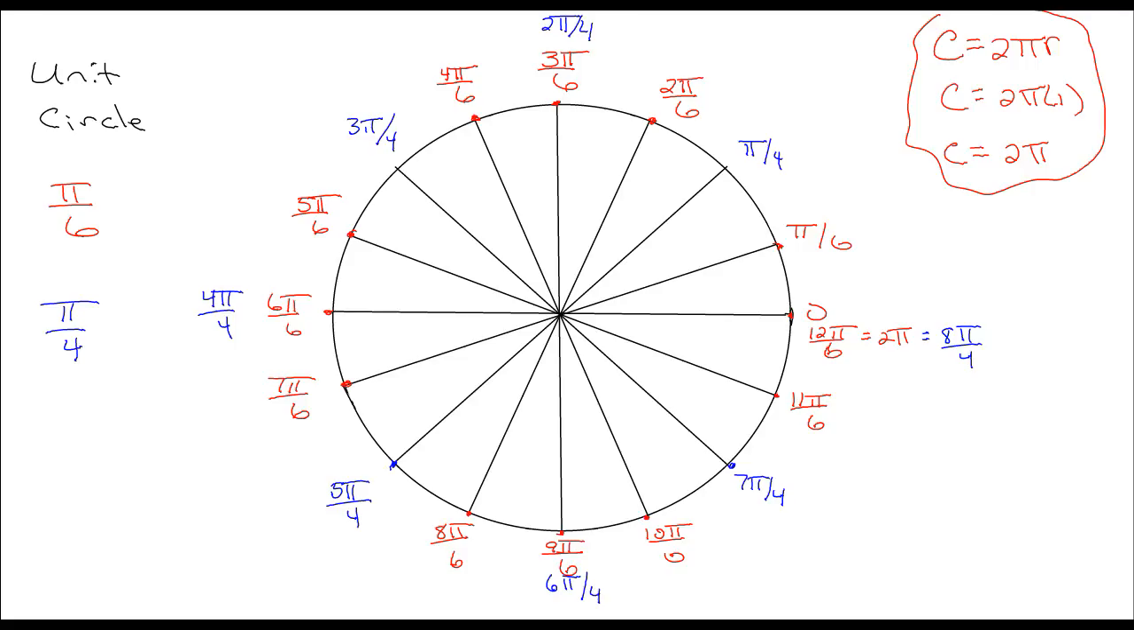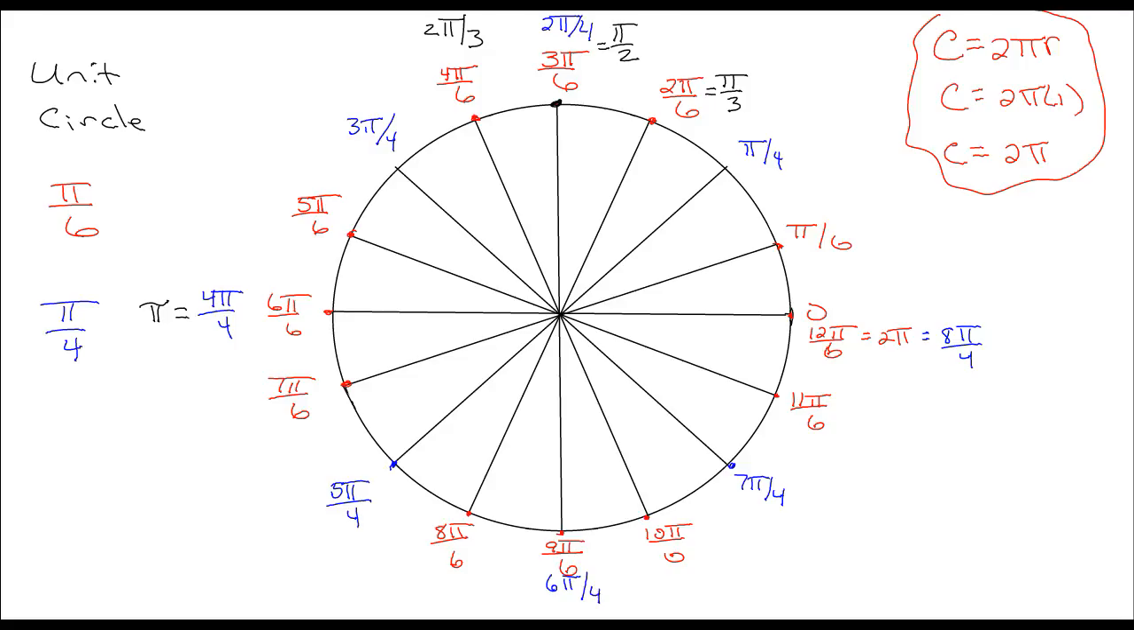So pi over 6 is good, pi over 4, this will be pi over 3. Both of these straight up are going to reduce to pi over 2. 2 pi over 3. Reduce. 3 pi over 4 is fine. 5 pi over 6 is fine. Both of these reduce to just pi, as it should, because half of 2 pi is pi.